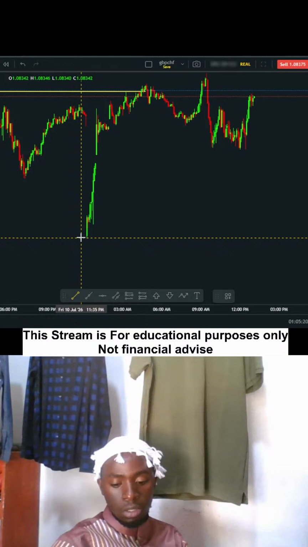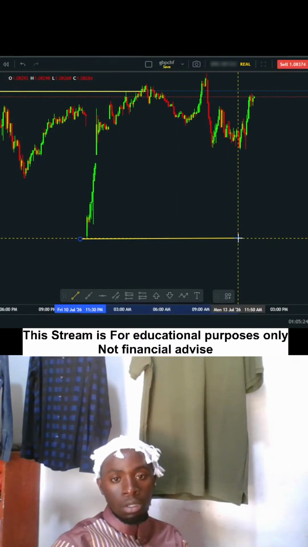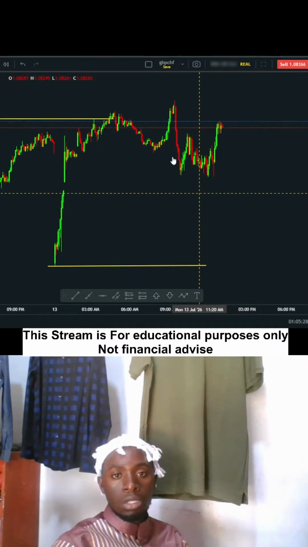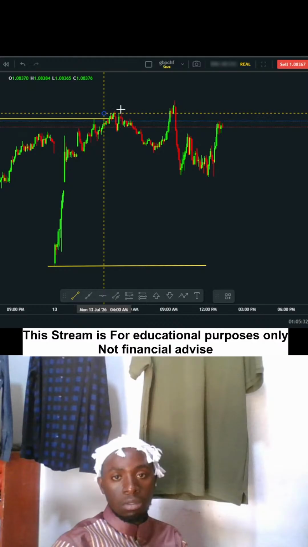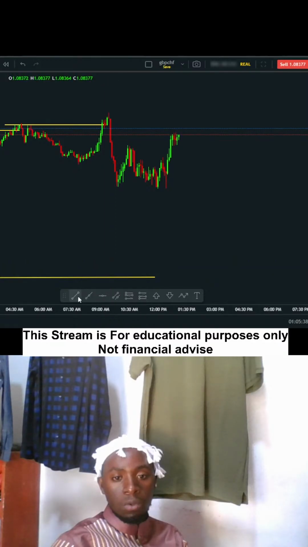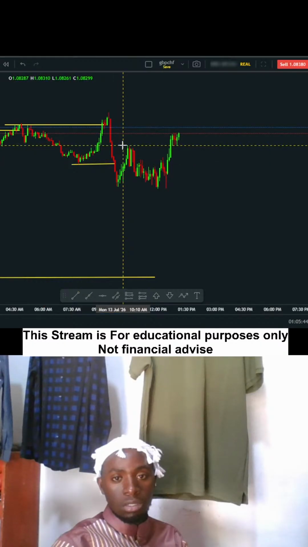So this low here, after the gap down, led to that break above, as you can see. Oh my God, I don't know how I missed this entry, this is so bad.